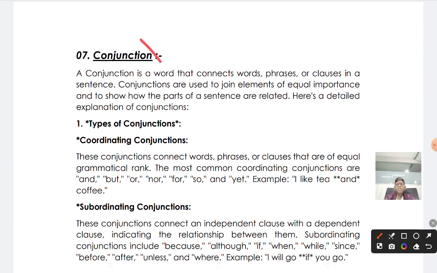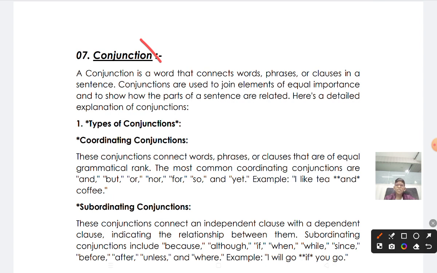A conjunction is a word that connects words, phrases, or clauses in a sentence. Conjunctions are used to join elements of equal importance and to show how the parts of a sentence are related. So now we're going to see the detailed explanation of conjunctions.